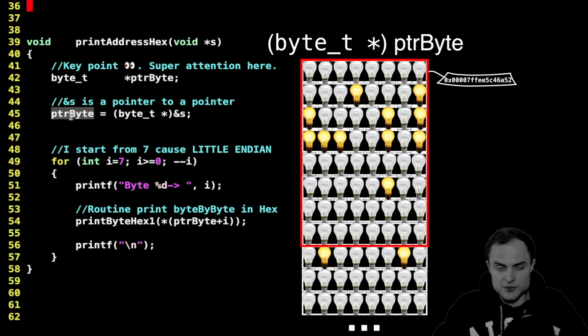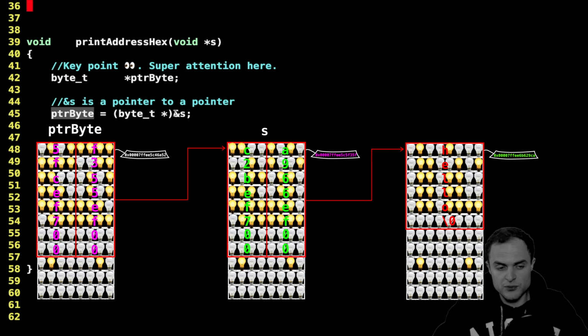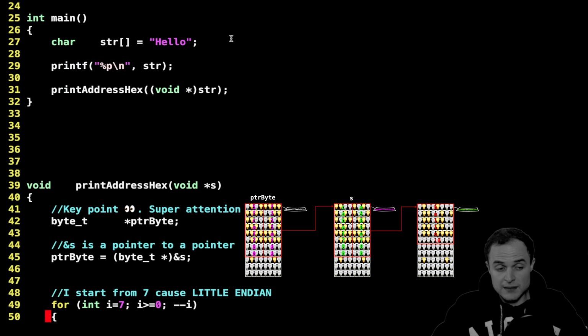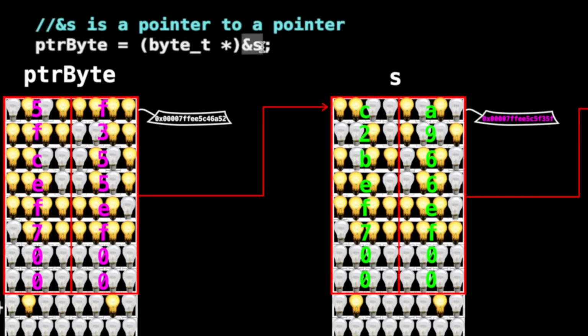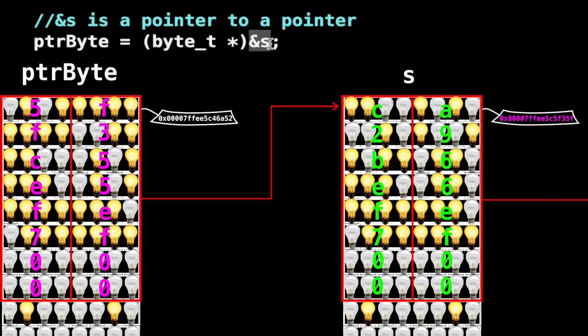Then to this pointer to a byte, what am I going to assign? I'm going to assign, look very carefully now, the address of S. Namely, I am going to assign to this pointer the address of a pointer. You see, S is just the string, namely the pointer to this H. So here I have a pointer to a pointer, the address of a pointer.